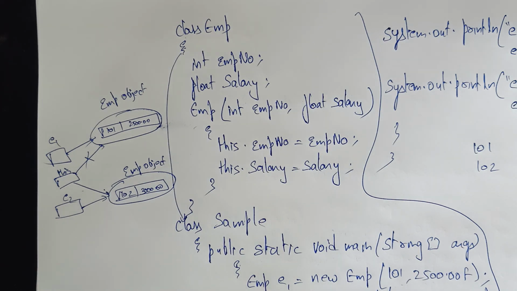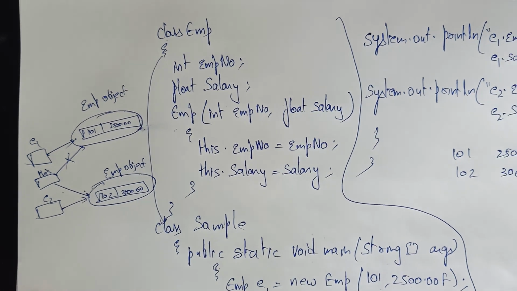So if you want to work with more than one object, when the application requires more than one object, then use a constructor to initialize them. So this is about constructors. Thank you.